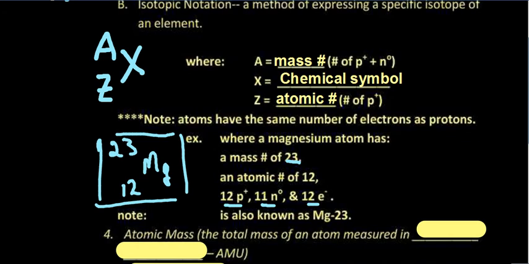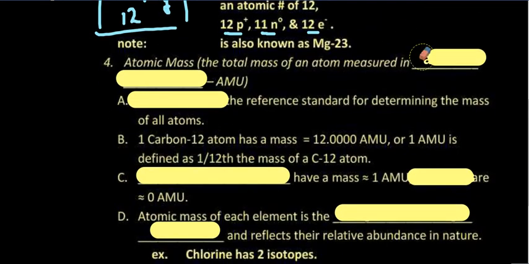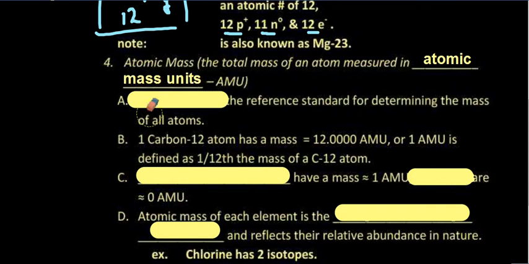Okay, this brings us to the atomic mass of an atom. The atomic mass of an atom is measured in atomic mass units. I actually want you guys to cross this part out. Don't worry about the total mass of an atom. Okay, atomic mass is measured in atomic mass units.